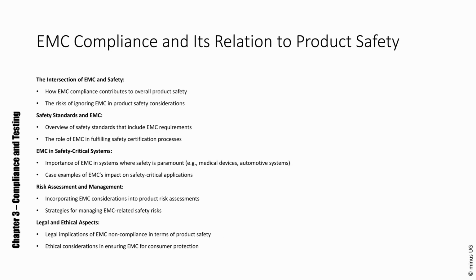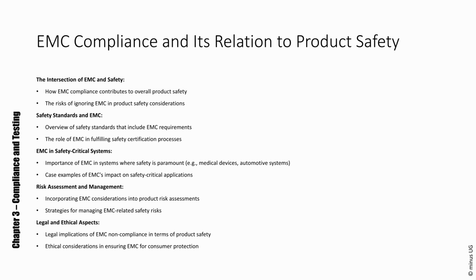EMC compliance and its relation to product safety. The intersection of EMC and safety. EMC compliance is an essential component of product safety. Ensuring that a product is electromagnetically compatible means that it does not emit interference that could disrupt the operation of other critical devices, nor is it susceptible to external interference that could impair its own operation. The risks of ignoring EMC and product safety considerations are significant, as they can lead to product malfunctions which, in the worst case, could endanger human life, particularly in the context of medical or automotive systems.